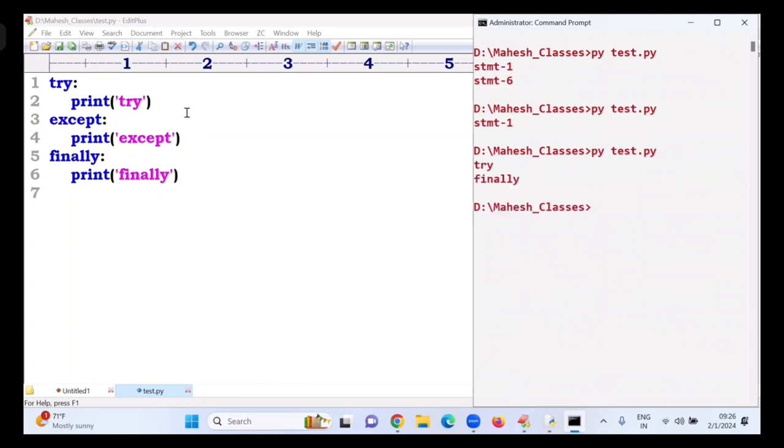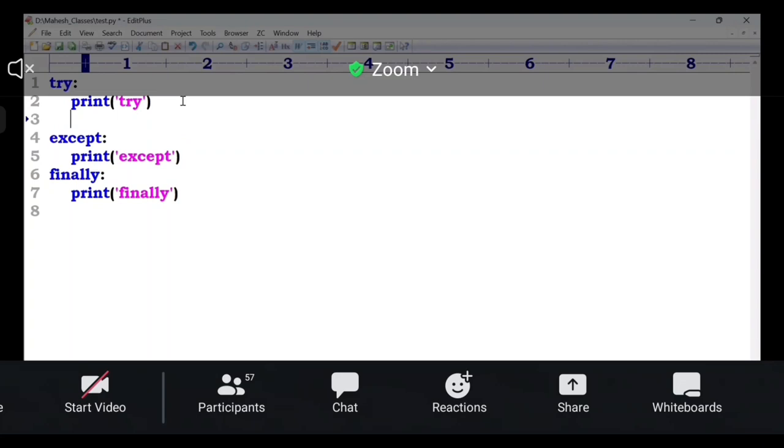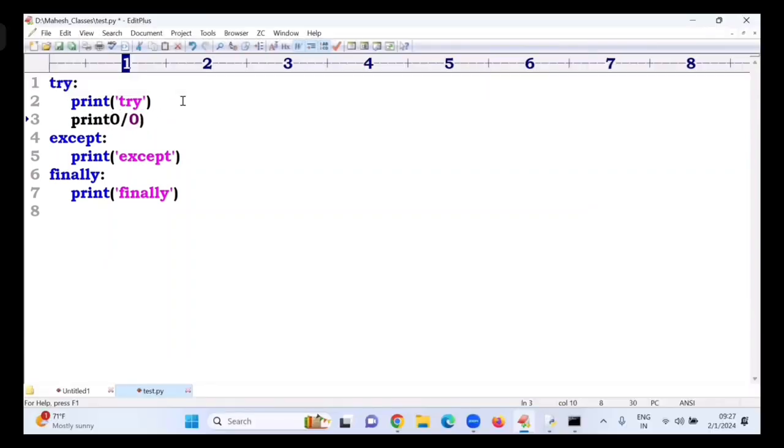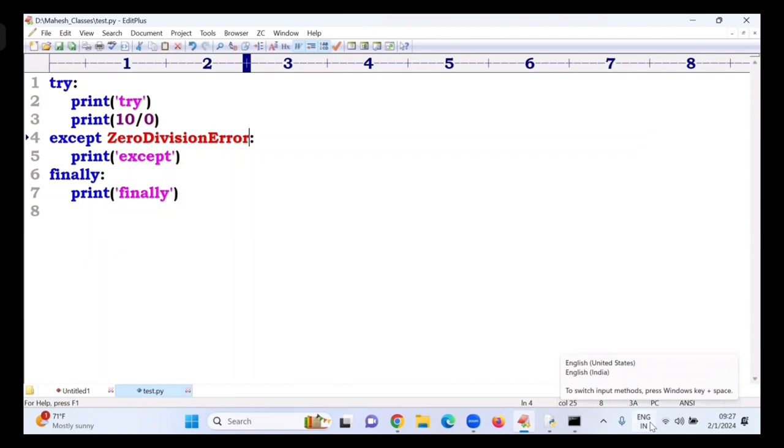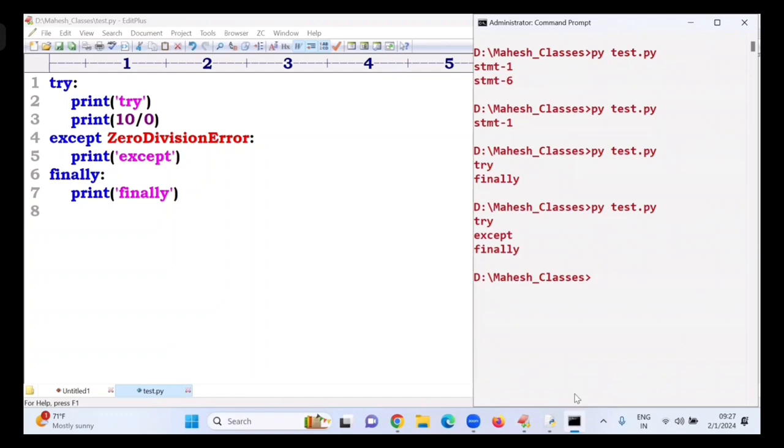Now, second one, exception is there. Print 10 by 0. Now which statements will execute, sir? Try, except, finally. Because an exception is there and I handled it.